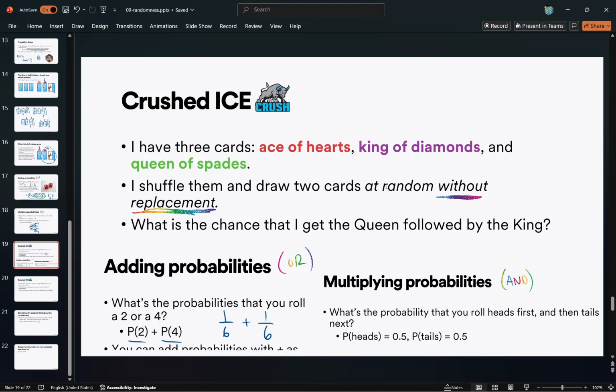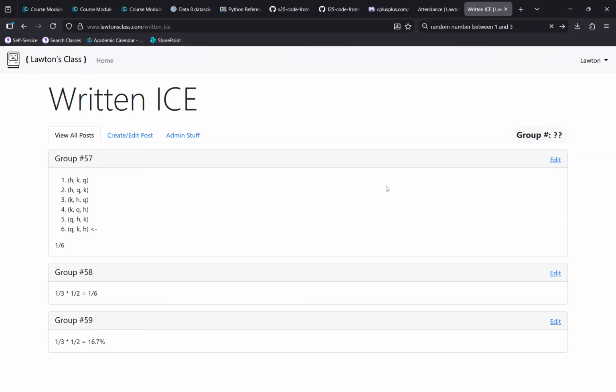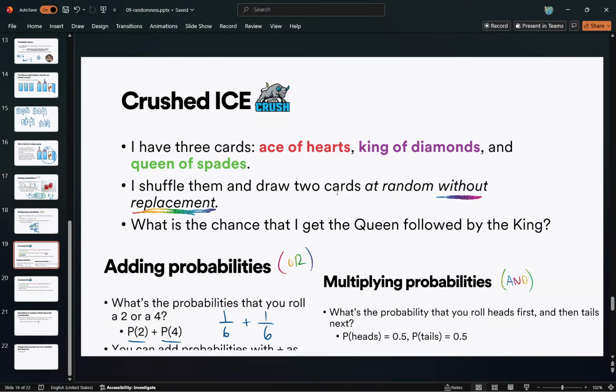Let's do that. Let's see. Any brave souls put an answer in? Let's take a look. Nice. We even got some work going on here. Yeah, I think we all got 1/6, and we wrote it down in different ways, and that is correct. That's awesome. I like this. Good job. Let's talk about it.